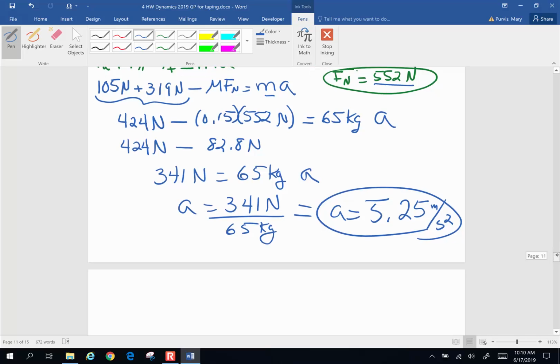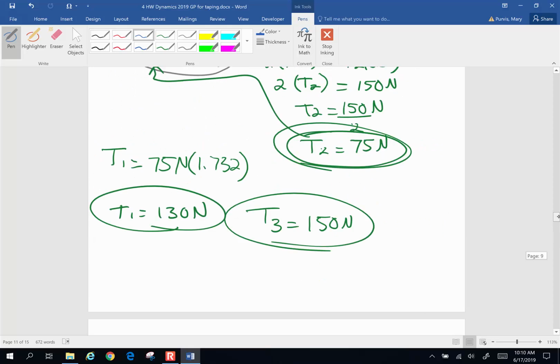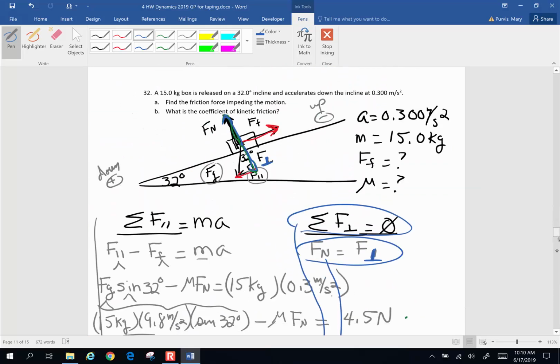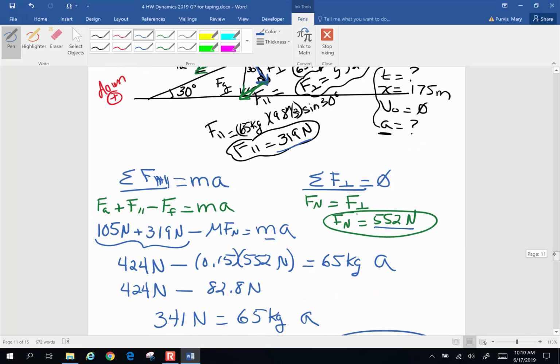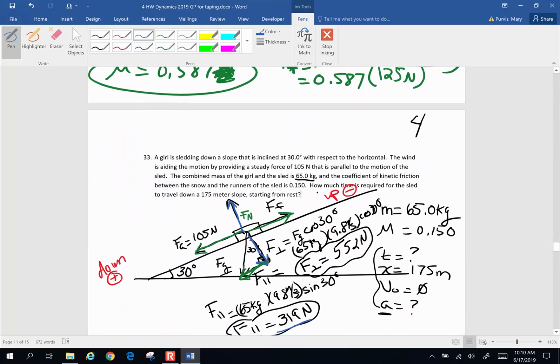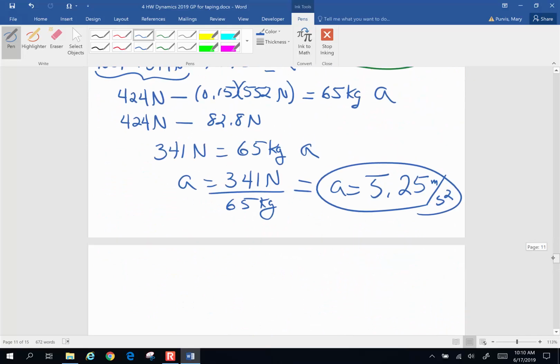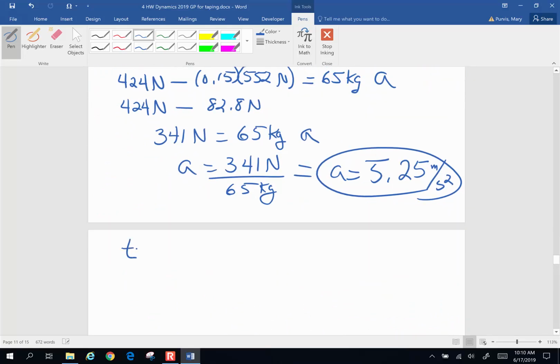Now the question that I was asked up above here is, oh, I went way too far. Let's go back to our problem. The question is, how much time is required for the sled to travel down a 175 meter slope starting from rest? So we have this bit of data, 175 meters, original velocity is 0, we're looking for time. So now it turns into a simple kinematics problem. Time is my question mark. Displacement is 175 meters. V0 is 0.